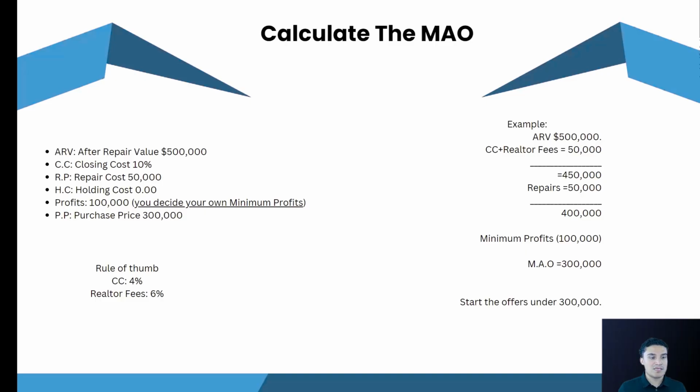Holding cost, so basically holding cost is when you have a loan on the property. In this case, I'm not using a loan. I'm just saying that we're buying the property cash. But again, you're going to use a loan. But for the purpose of the sample, we're going to say we're buying the property cash. It's $0. And then the profits, you decide how much profits you want to make. Okay, so you basically decide what a really good deal may be to you.